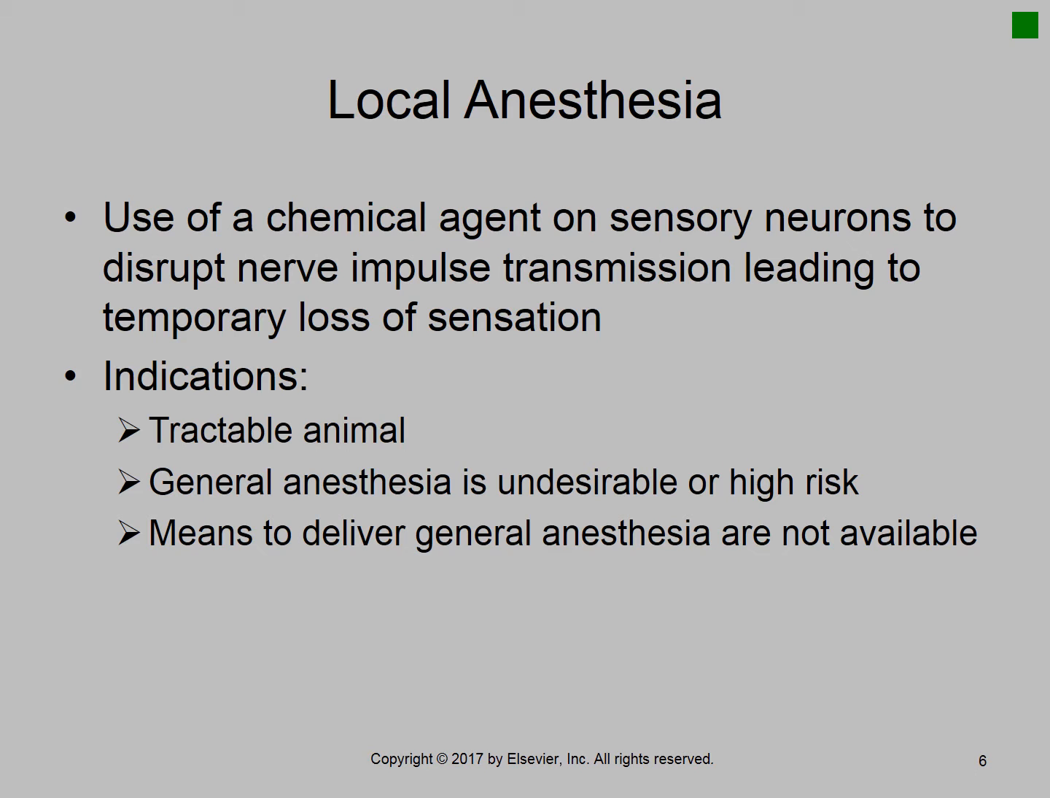Local anesthesia is the use of a chemical agent on certain sensory neurons to disrupt nerve impulse transmission, leading to temporary loss of sensation. In other words, they can't feel pain. Indications: if you have a tractable animal, general anesthesia is undesirable or a high risk, or means to deliver general anesthesia are not available, then local anesthetics are a good option.